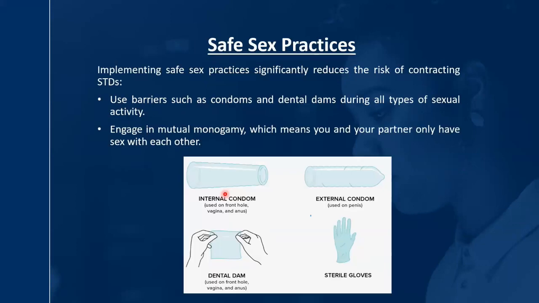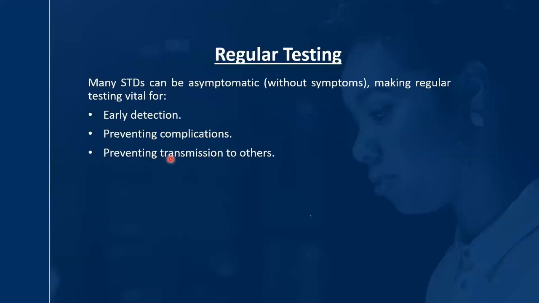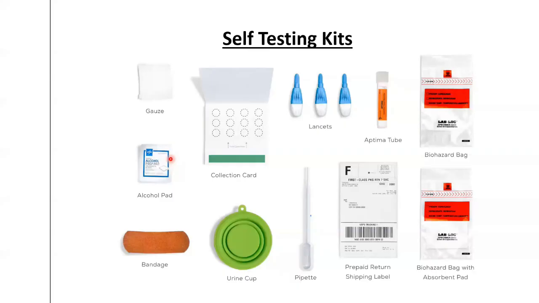So safe sex practices usually include the internal condom. It can be used. External condom is used. Dental dam can be used, and sterile gloves can be used. These all are safe practices that can prevent the sexual transmission of these bacteria or viruses. There are also self-testing kits available in the market. They are personalized. This one is for male, and for female there are also kits available in the market that a person can use to test his blood or urine and check his status for the STD.